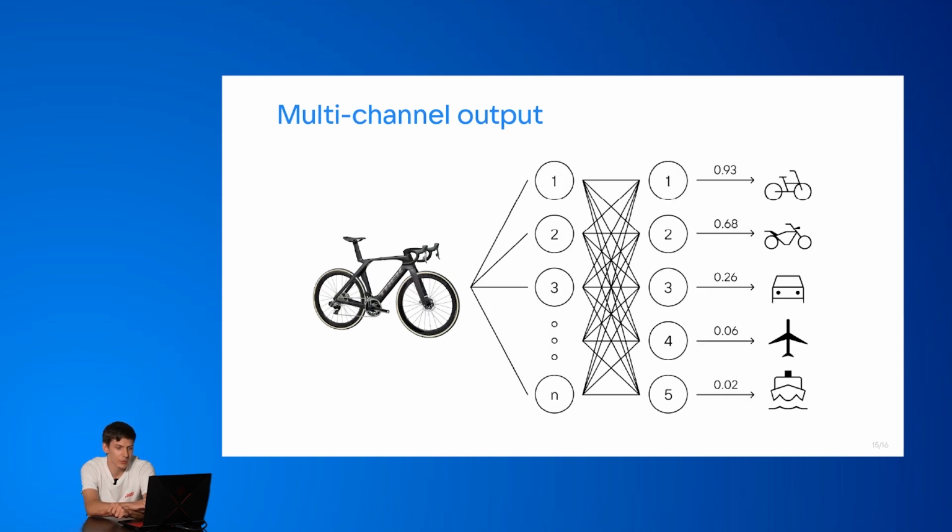Let's look at the example. Here you can see a picture with a bicycle. You can see the result, how normalization is working. The highest probability belongs to the class of bicycle, respectively.